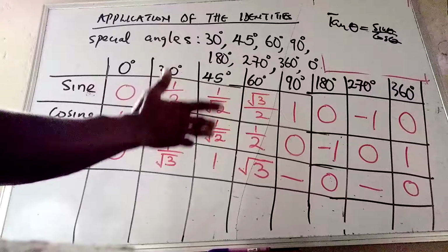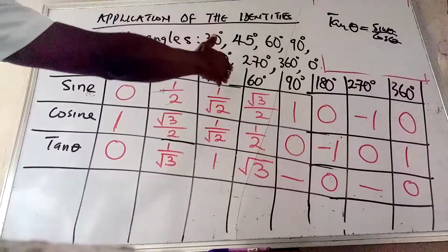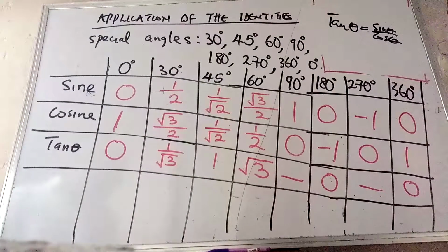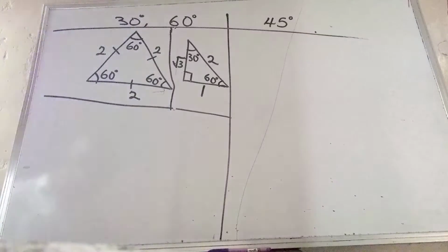So how did I arrive at the values of sine and cosine for 30 and 45? Is the next thing I want to discuss now. Come along with me. Now, let's see how we find the values of sine and cosine of 30 and 60 degrees.